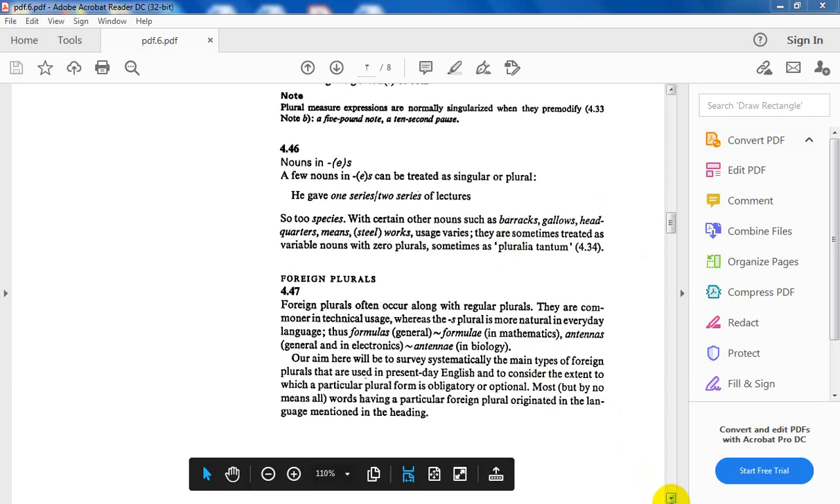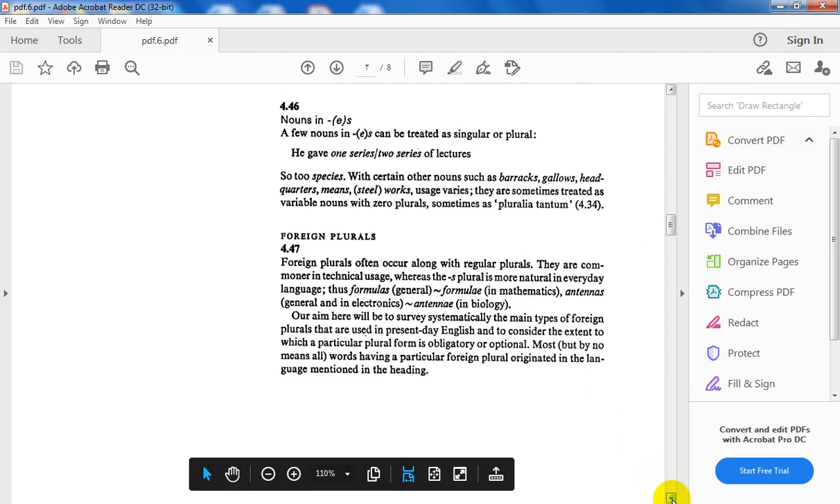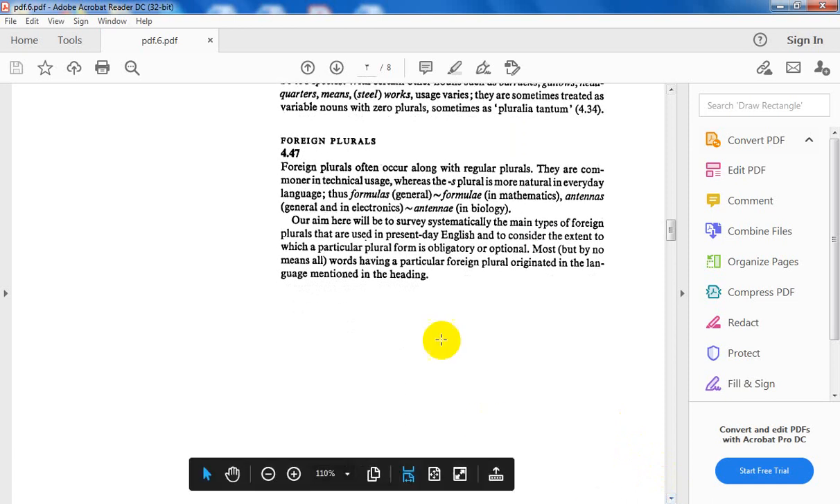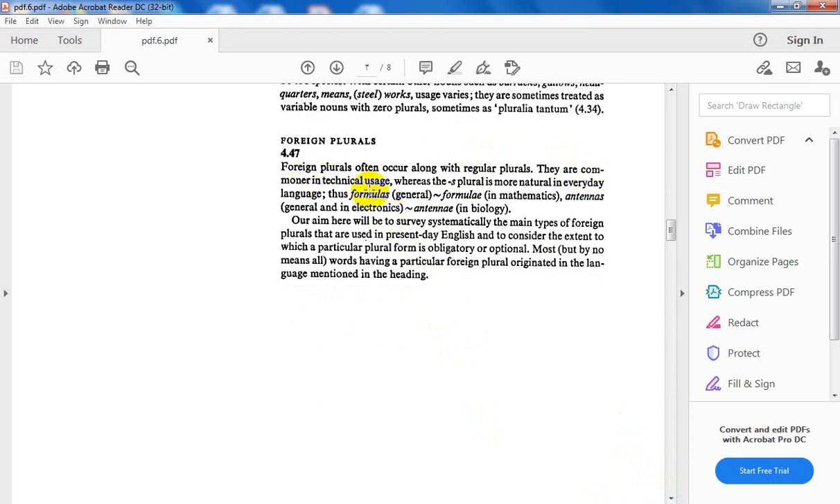Last type of irregular plural is variable. Regular, which is foreign plural. Foreign plurals often occur along with regular plurals. Okay, they are commoner in technical usage. So the foreign plural is limited to technical usage, but in common conditions they are used with regular plurals, whereas the S plural is more natural in everyday language.